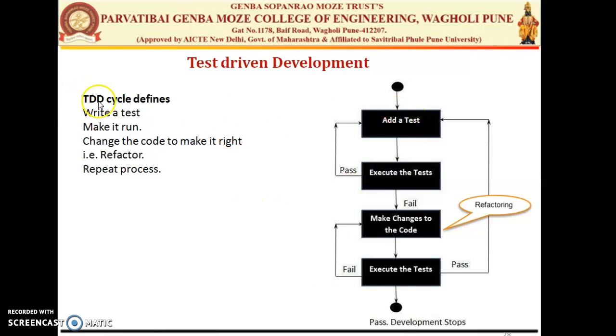You can see here there is a TDD cycle defined, and a number of stages are there. First, write the test for a particular code and make it run. If the test fails, you have to refactor it. Again, write a test for that, make it run, and change the code to make it right. If the test passes, then you go for adding it to the development.